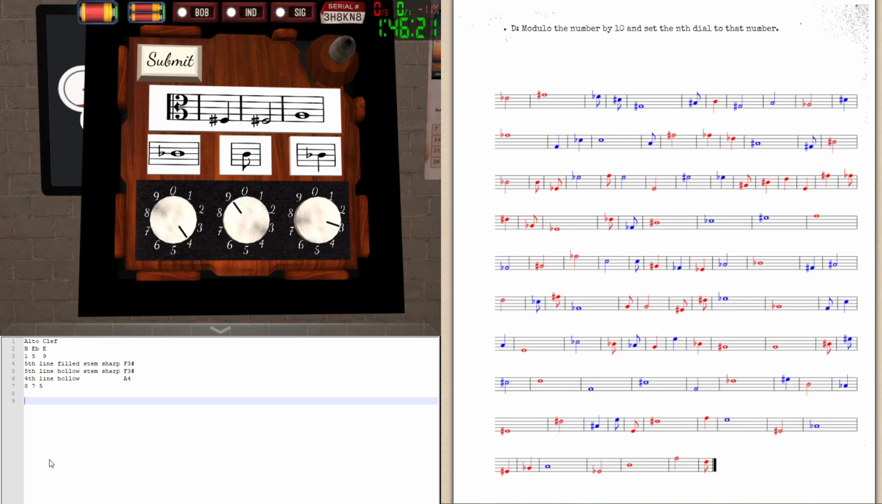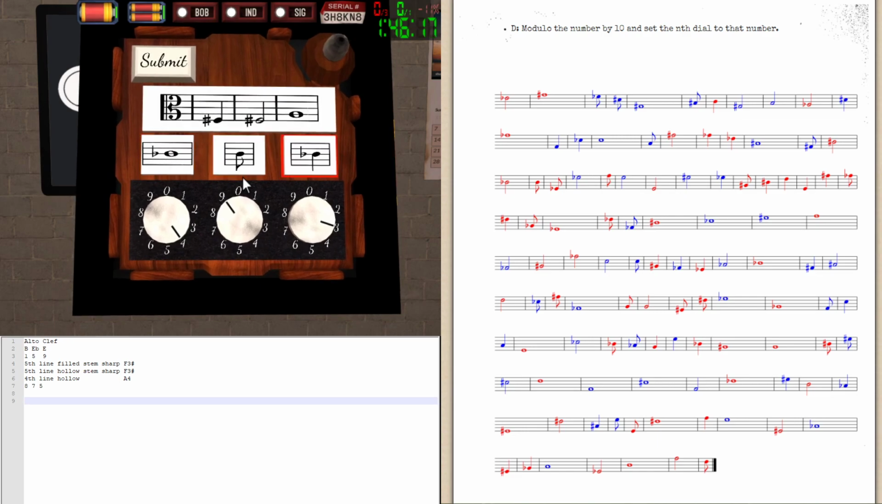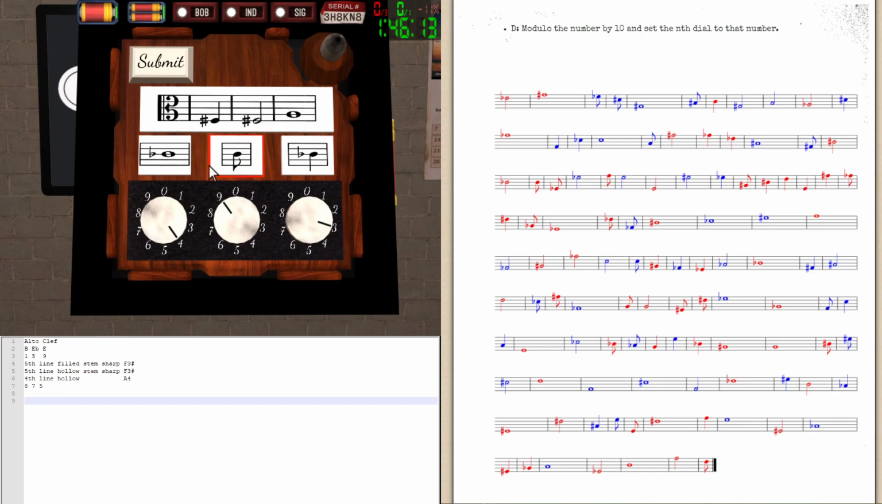Alright, the last bit. We're going to need the information on the screens again. But we don't necessarily need what they look like, we only need the position they are in and any accidentals. So this would be a third line flat. Then we have a third line. And we have another third line flat.